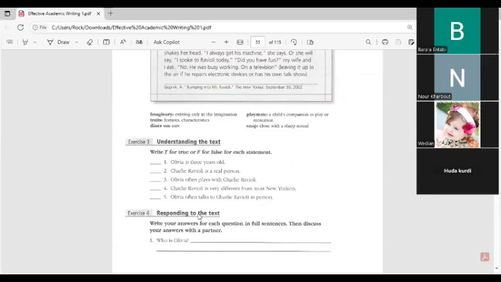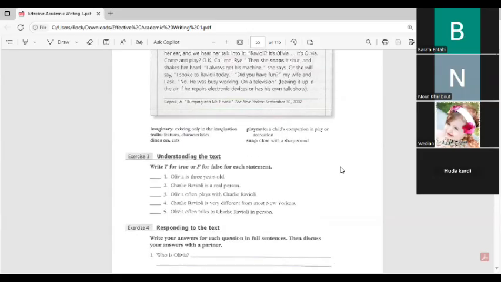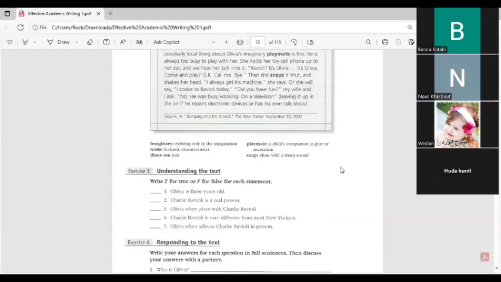Who can please read each one and say if it's true or false? Okay, number one, teacher. Yes, go ahead, please. Olivia is 3 years old. It's false because she was 3.5, maybe. No, he is 7.5. She is 3 years. Yes, I remember the half. So it's true, right?